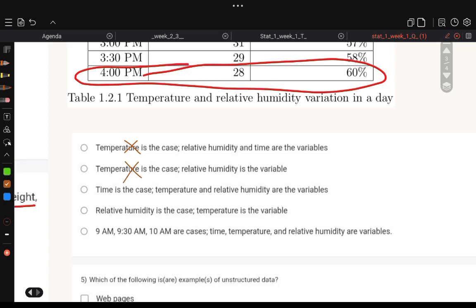Temperature is a case, wrong. Time is a case, wrong. Relative humidity is a case, wrong. They all are variables, whereas these are the cases. Time slots are the cases. Okay.